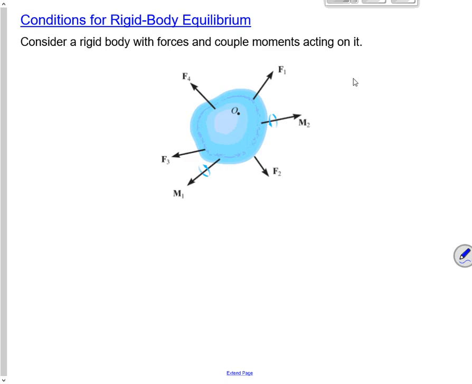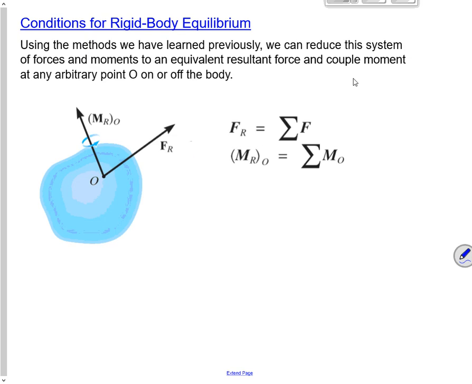So here's what we're talking about. We've got some rigid body with forces and couple moments acting on it, right? Here's the example with 4 forces and 2 couple moments, and I want to talk about whether or not this thing's in equilibrium. So what we just spent a whole bunch of time doing was figuring out how to simplify that system from the previous slide into just a single resultant force and resultant moment. And so there it is. That's how we do that.